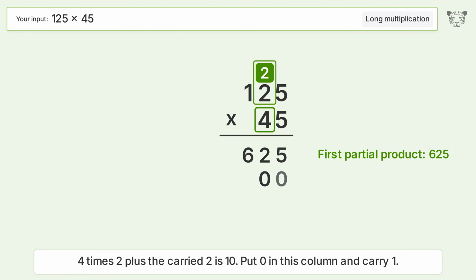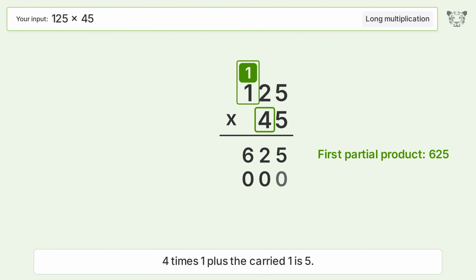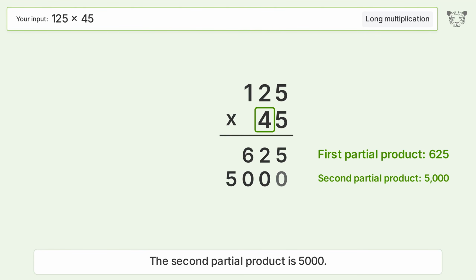4 times 2 plus the carried 2 is 10. Put 0 in this column and carry 1. 4 times 1 plus the carried 1 is 5. The second partial product is 5,000.